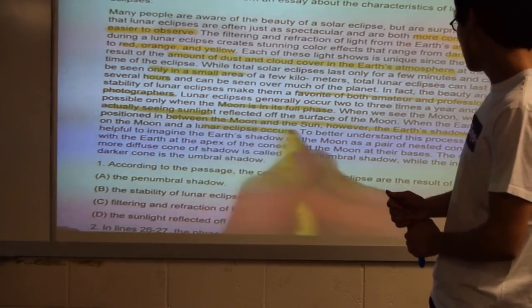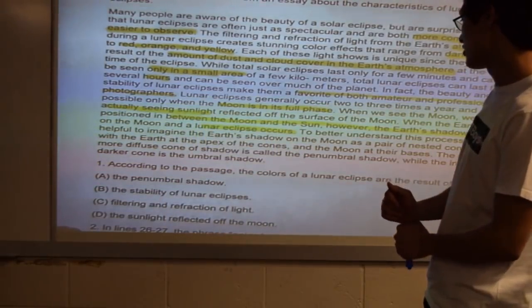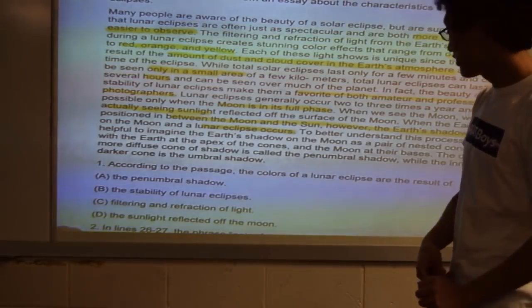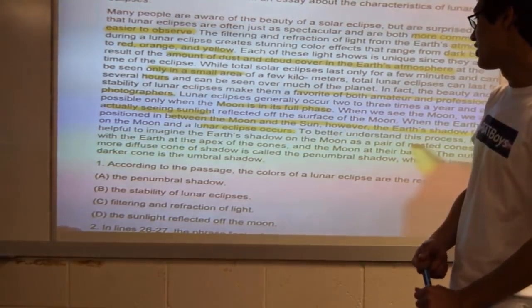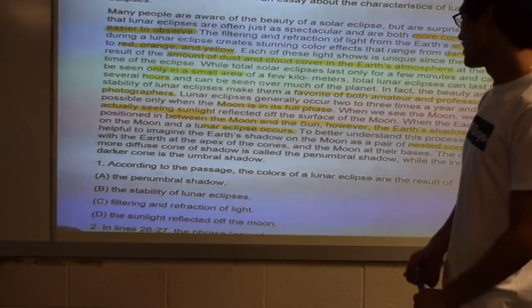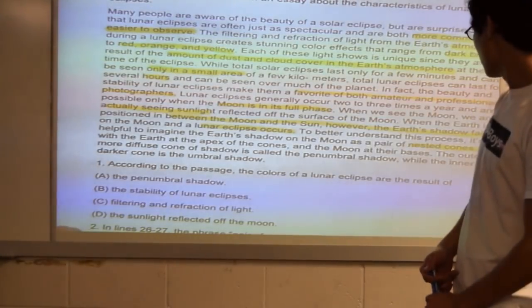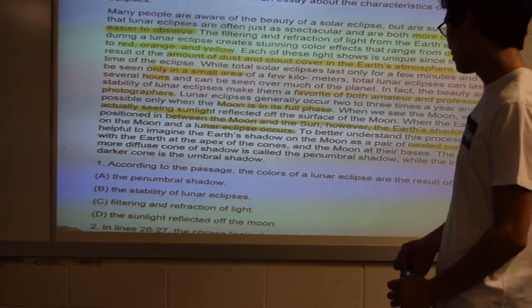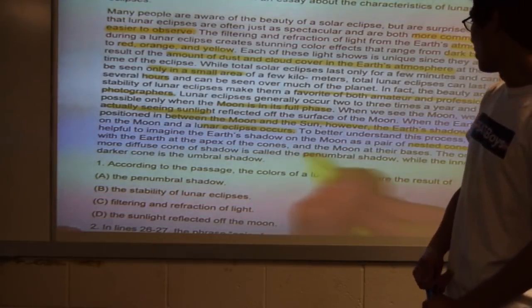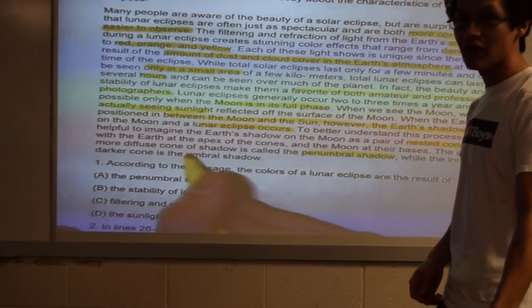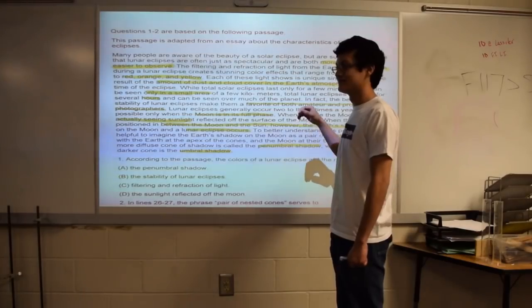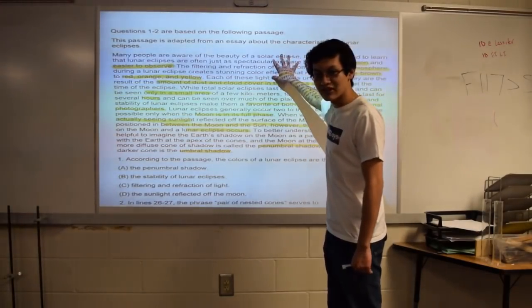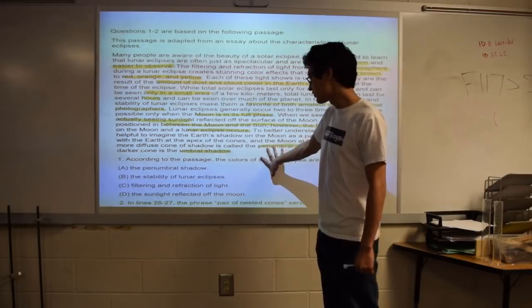To better understand this process, it's helpful to imagine the Earth's shadow on the moon as a pair of nested cones, with the Earth at the apex of the cones and the moon at their bases. The outer, more diffuse cone of shadow is called the penumbral shadow, while the inner darker cone is called the umbral shadow. So we went through, as you can see, and highlighted all the important parts.